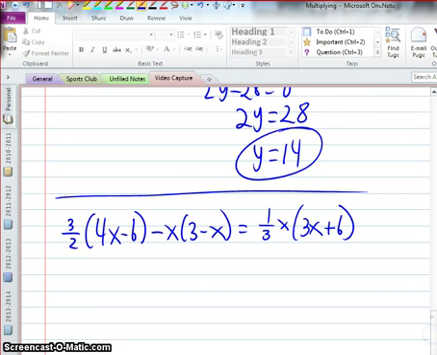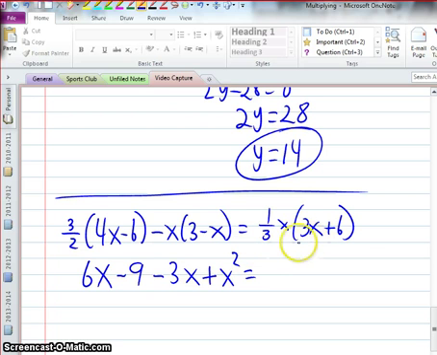So 3/2 times 4x. Well, the 2 cancels into the 4 twice. 2 times 3 is 6, so that's going to be a 6x. 3/2 of negative 6 is negative 9. And this becomes a minus 3x and then plus x squared when I distribute this negative x to both terms. And that's going to equal 1/3 of 3x. 1/3 of 3 is 1, and x times x is x squared. And then 1/3 of 6 is 2, so that's going to be 2x.